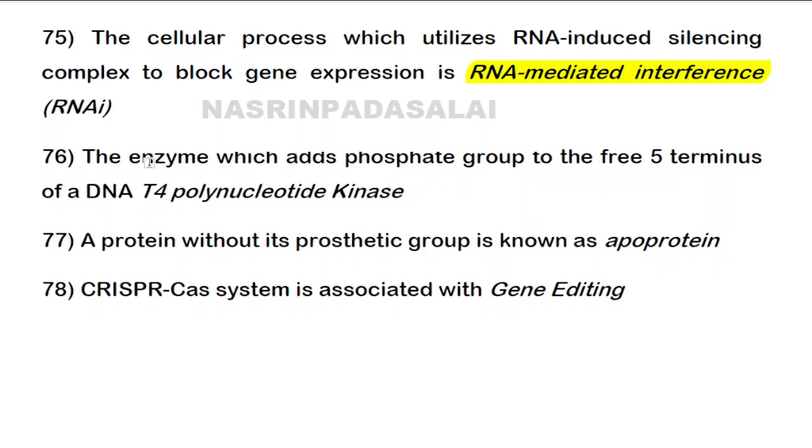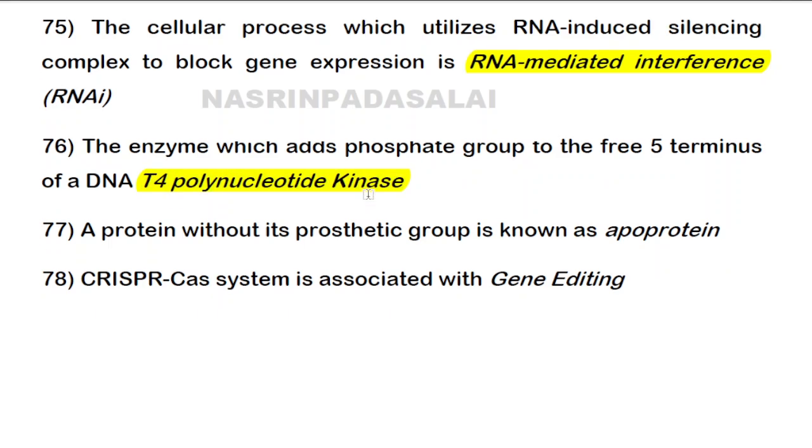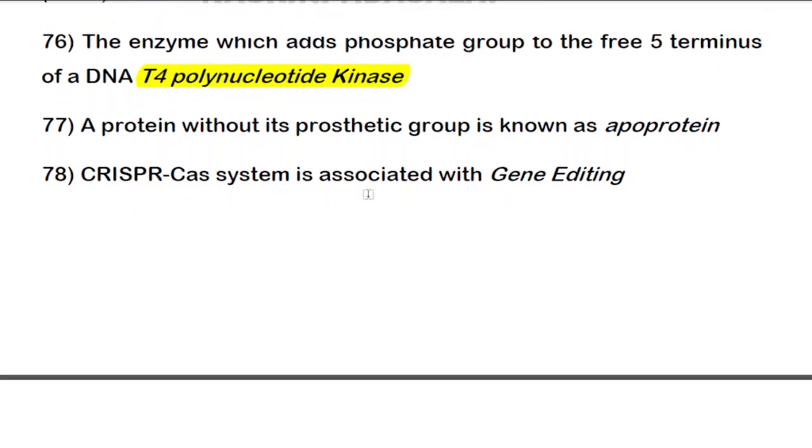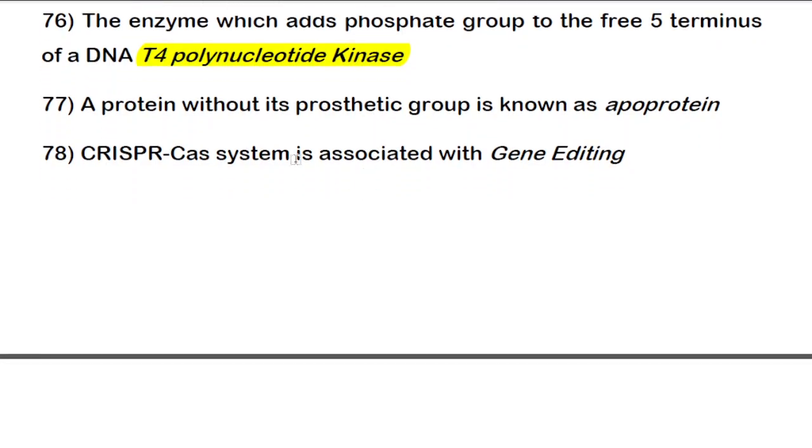76th question: the enzyme which adds a phosphate group to the free 5' terminus of DNA is T4 polynucleotide kinase. So tell me, what about alkaline phosphatase? What is the role of that particular enzyme? Question number 77: a protein without its prosthetic group is called an apoprotein.